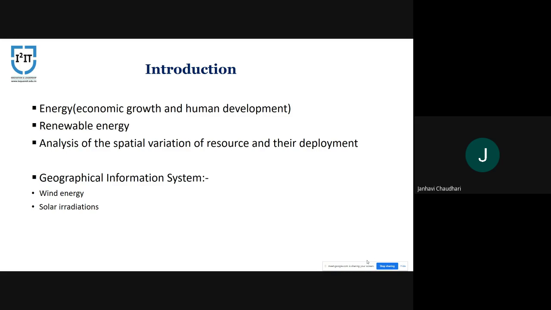GIS. The full form of GIS is Geographical Information System. It is a system that creates, manages, analyzes, and maps all types of data. The wind energy potential can be estimated by using GIS technology. The solar irradiation is estimated by CSV. The monthly wind energy production is estimated by using Weibull representation.